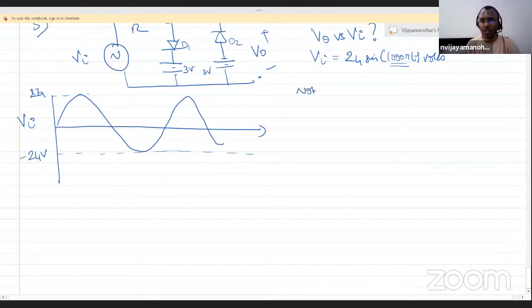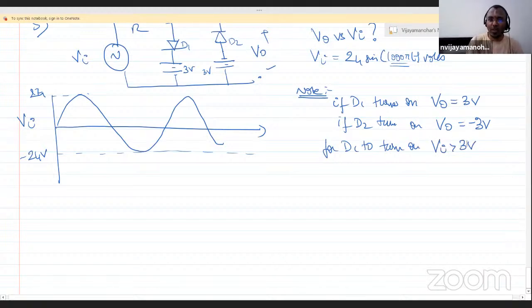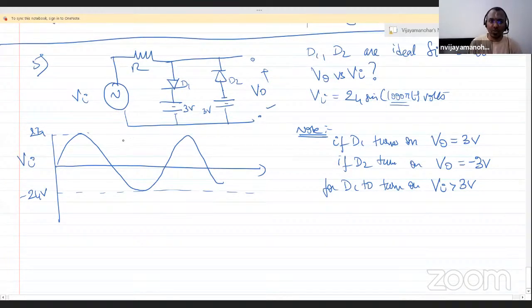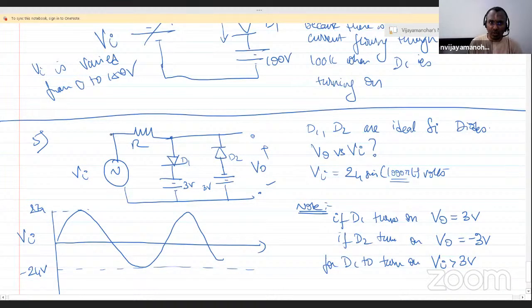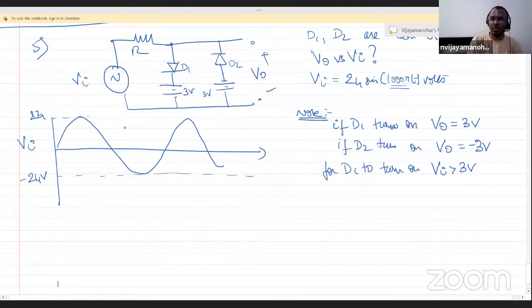Now let us note: if D1 turns on, V0 is 3 volt. If D2 turns on, V0 equals minus 3 volt. For D1 to turn on, Vi should be greater than 3 volt, because we are looking for VAK to be positive. Then only D1 can turn on. And for D2 to turn on, Vi should be less than minus 3 volt. Then only VAK will be positive, because the anode is at minus 3 volt.